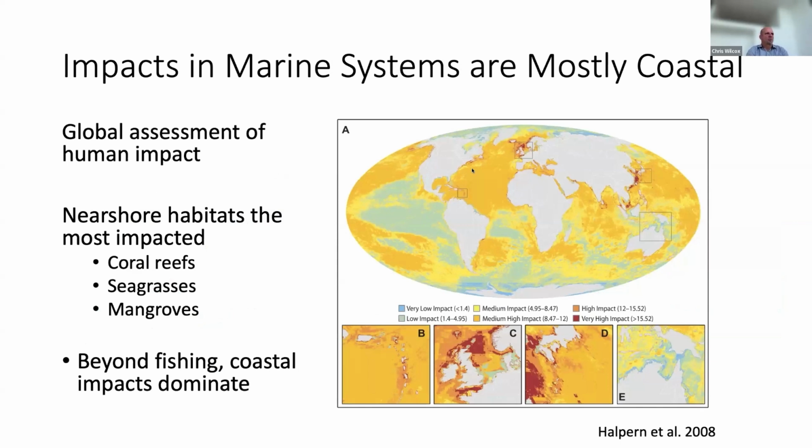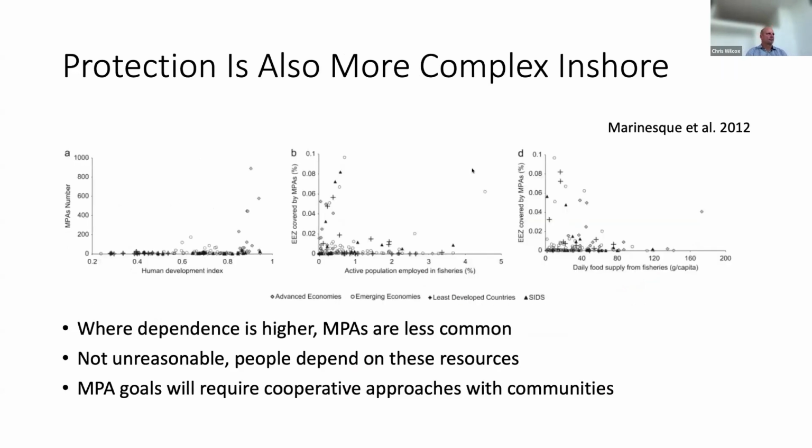Similarly, the impacts to marine systems are mostly coastal. This is from some work by Ben Halpern looking at the global footprint of human impact on the ocean. What you see really is that the nearshore habitats, things like coral reefs and seagrasses and mangroves, are most heavily impacted. That's true whether you think about fishing or more broadly about other impacts. Our fishing effort is mostly by small vessels, mostly in the coastal zone, and in general the impacts are mostly in the coastal zone.